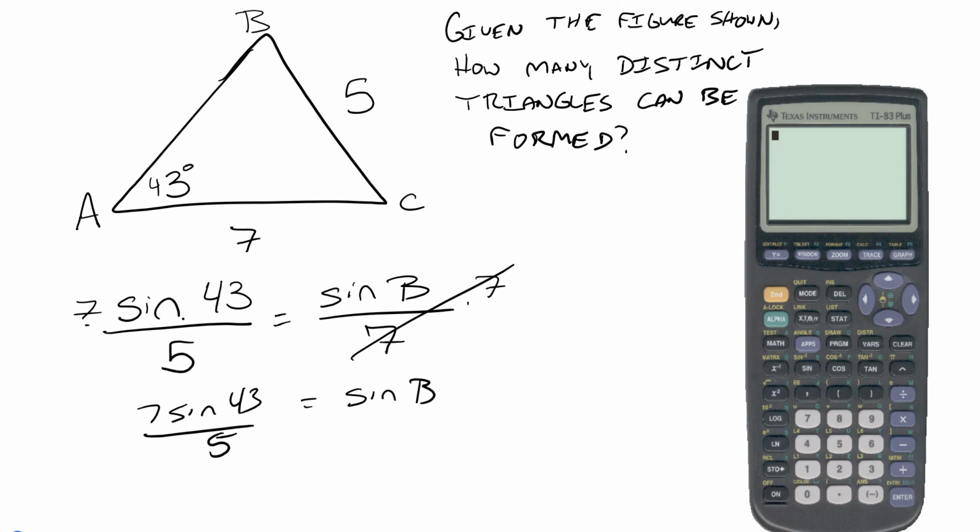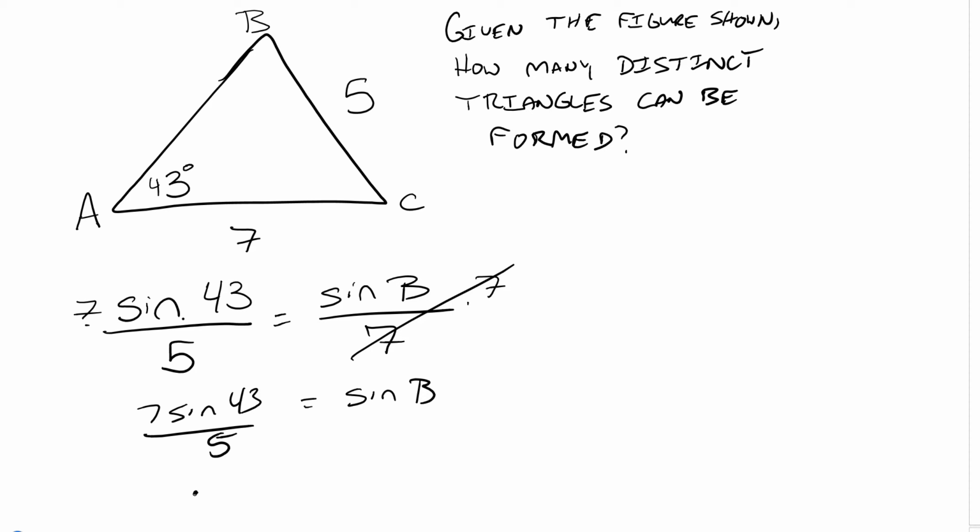You can do this in your calculator. Just make sure that your mode is in degree mode and not radian mode. That's going to make a big difference. If I type this in, 7 times sine 43 divided by 5, that gives me roughly 0.95. I suggest using the entire answer your calculator gives you when you're doing this.